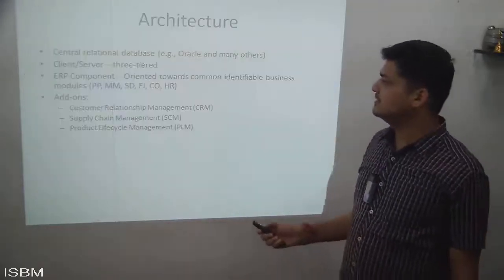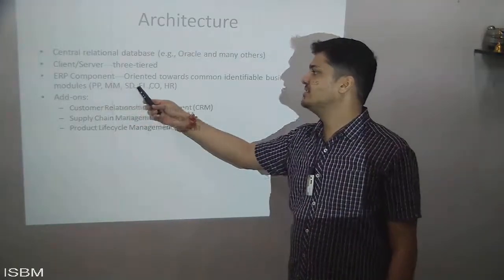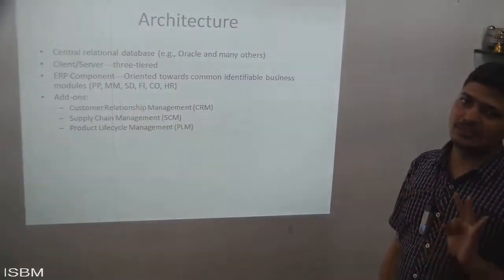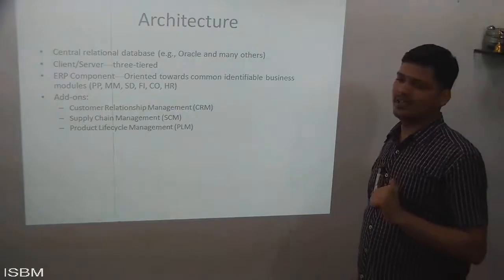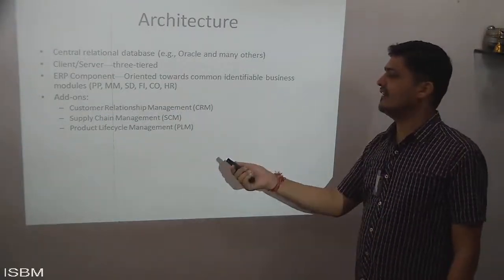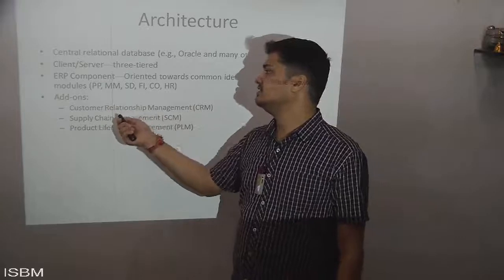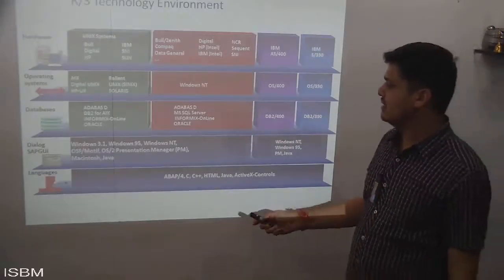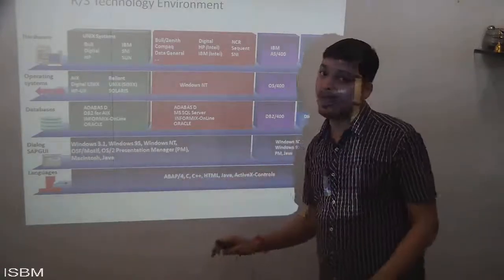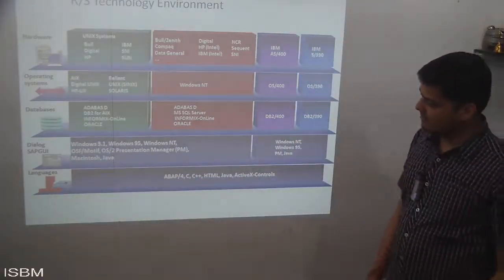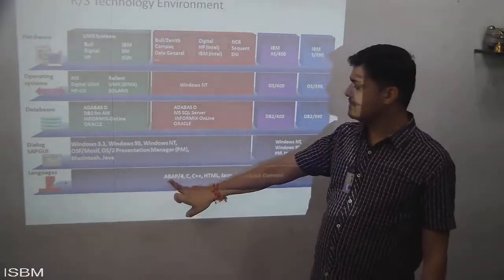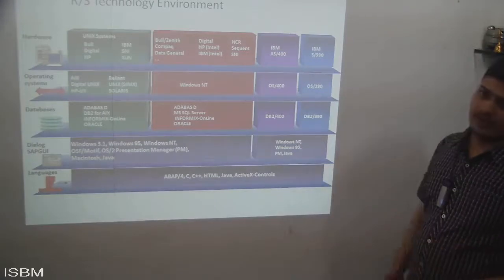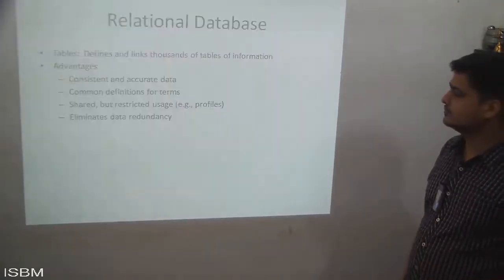What we have learned till now are these: PP, MM, SD, FI, CO, HR, which are production planning, materials management, sales and distribution, finance, controlling, and HR. These are the functional side. For technical, we have ABAP 4. ABAP stands for Advanced Business Application Programming. We will go through ABAP and learn about it also.